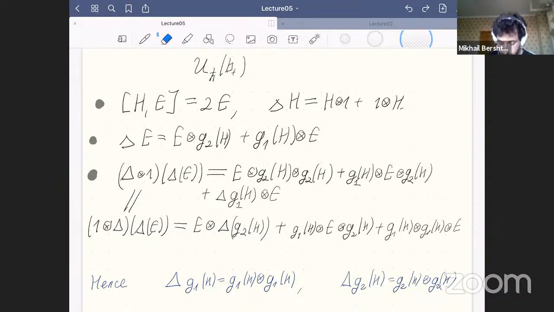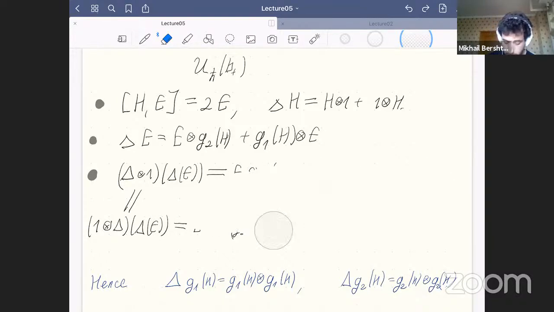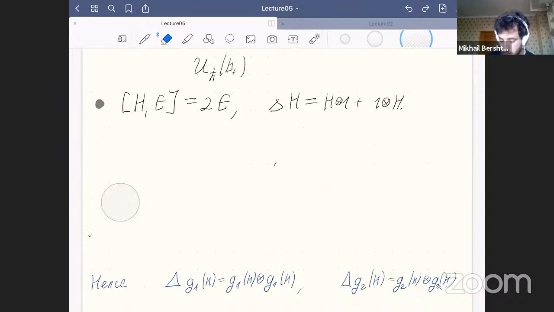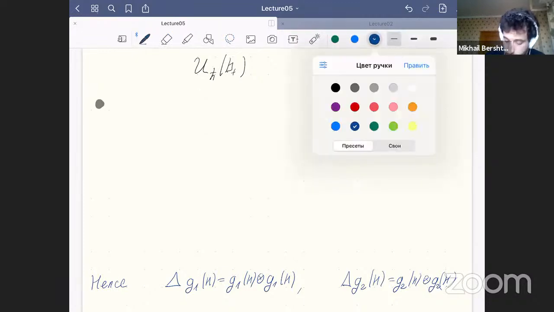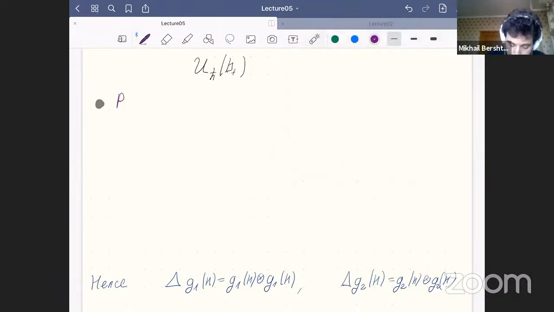Okay, so we get this relation. Let me put as a problem the following fact: that if we have some g of h, capital H, it is group-like.